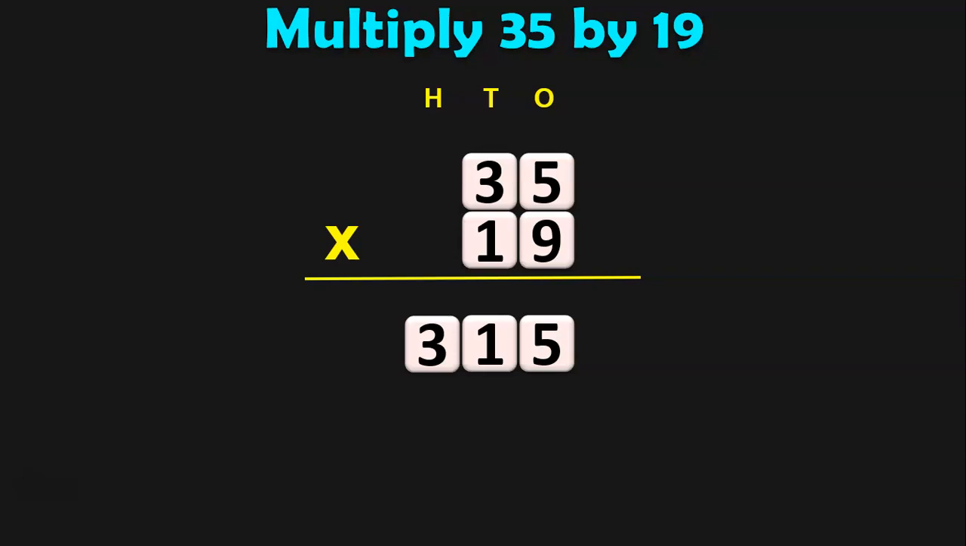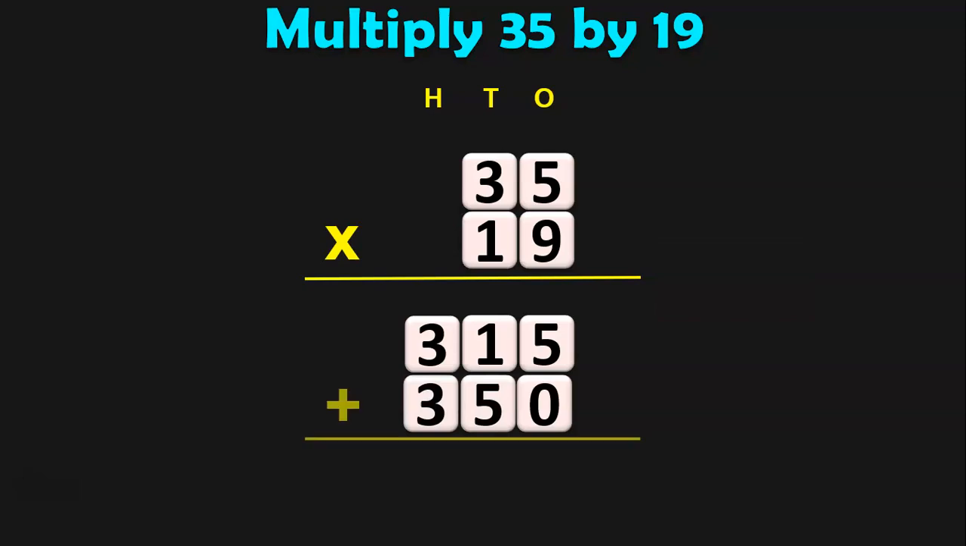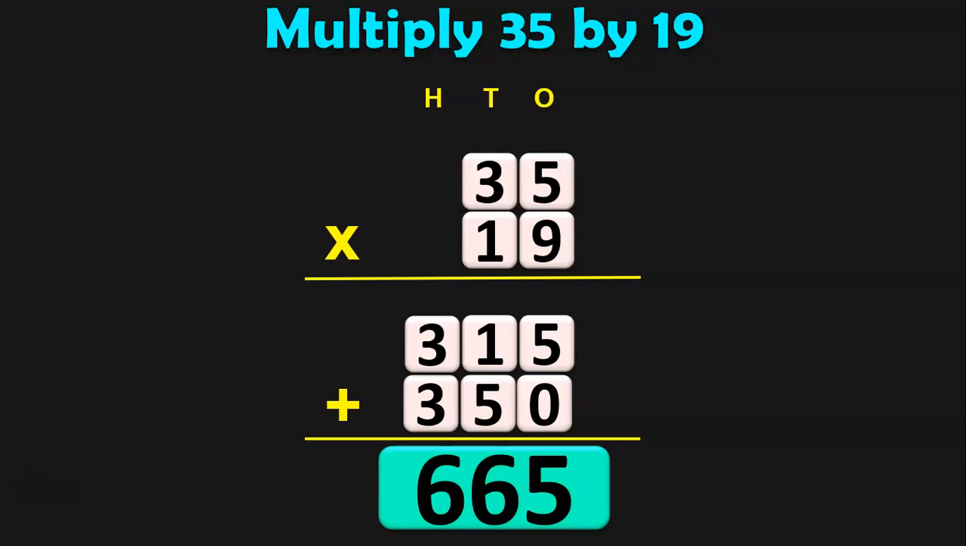Next we are going to multiply 35 by 10 because 1 is there in the tens place. Before doing that, you have to add a 0 in the ones place. Next, 1 into 5 is 5. 1 into 3 is 3. Now, we'll have to add both these products that you have obtained. 5 plus 0 is 5. 1 plus 5 is 6. 3 plus 3 is 6. So, the answer is 665.